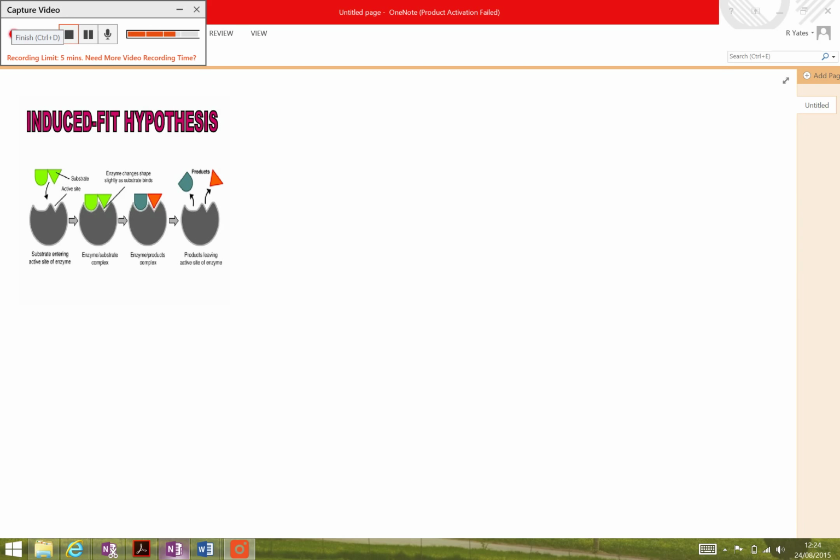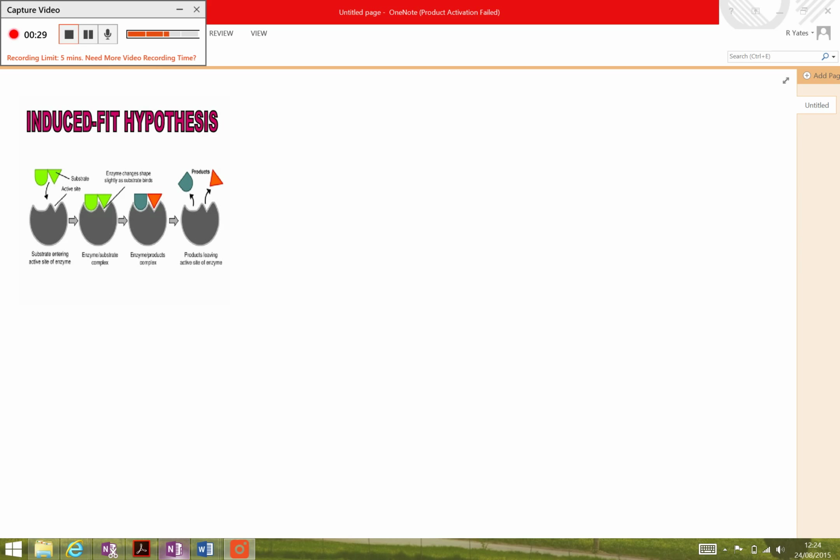So here's the induced fit model, a little picture of that. You can see obviously we've got our enzyme here. Substrate doesn't quite fit, but the active site will actually mold around and change shape. Then you have your enzyme product complex, and leaving the enzyme are our products. So a few words here that we can see at the bottom. We're going to have a little chat through those.